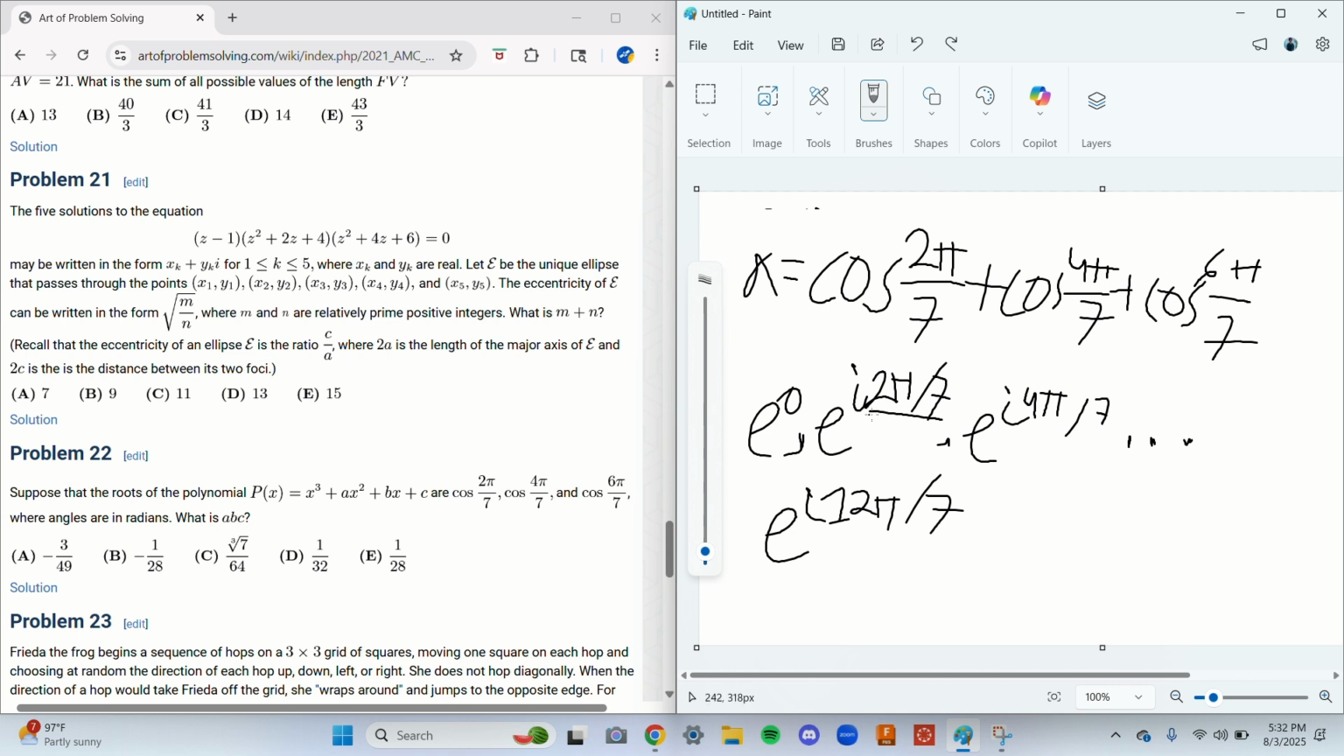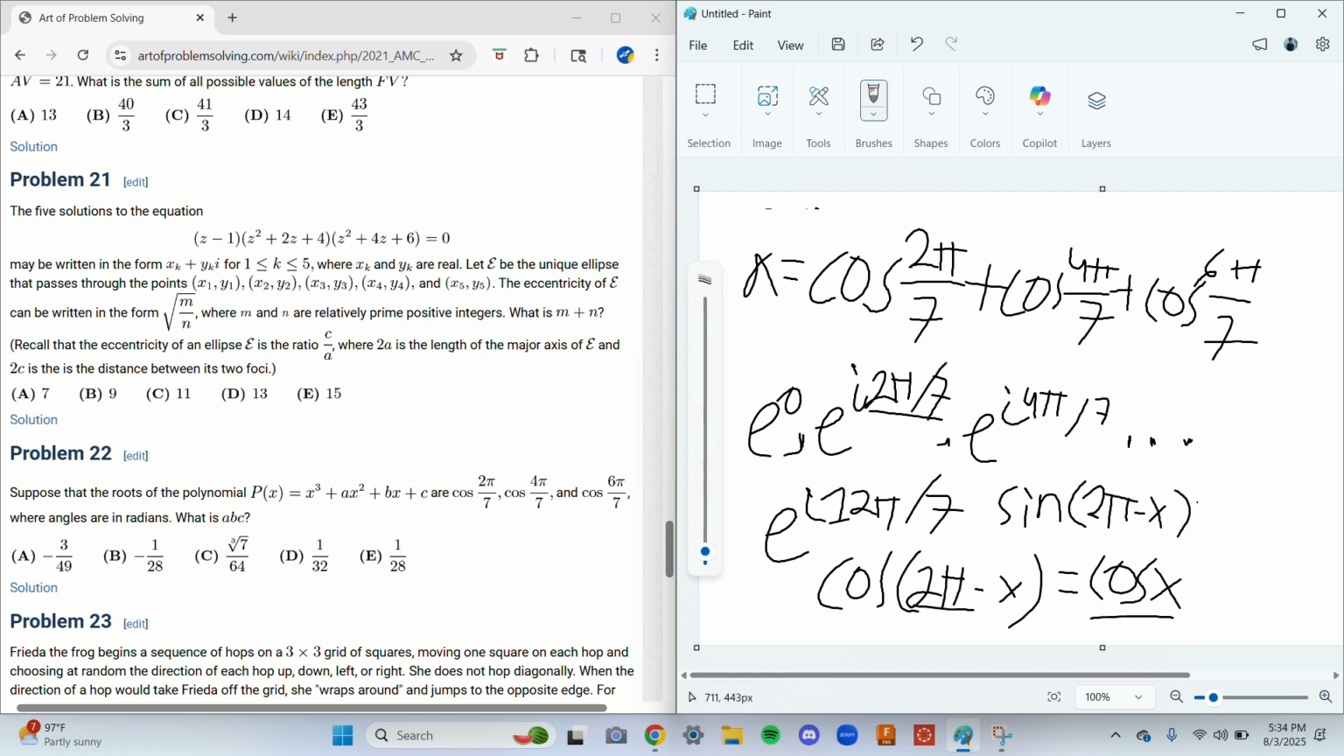So e to the power of i times 2 pi over 7 plus e to the power of i times 12 pi over 7. Well, we know that cosine of 2 pi minus x is just going to be the same as cosine of x, because the period of cosine is 2 pi, and since it's an even function, we're not going to have a negative anywhere. But for sine, which is attached to the complex part, sine of 2 pi minus x is equal to negative sine of x. So notice the relationship between 12 pi over 7 and 2 pi over 7: 12 pi over 7 is 2 pi minus 2 pi over 7.